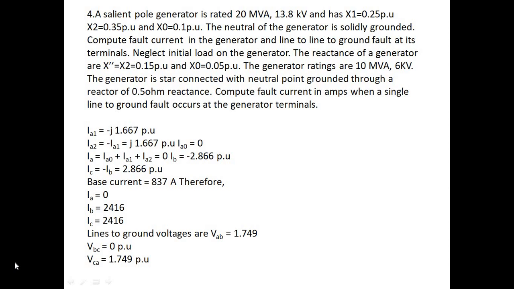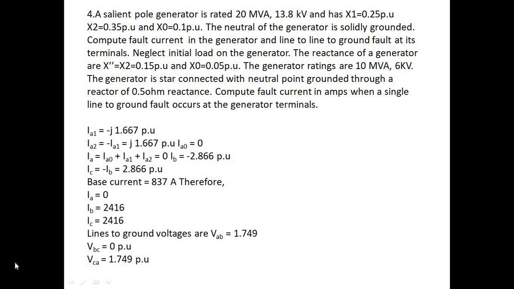The generator ratings are 10 MVA, 6 kV. The generator is star connected with the neutral point grounded through a reactor of 0.5 ohm reactance. Compute the fault current in amps when a single line to ground fault occurs at the generator terminals.